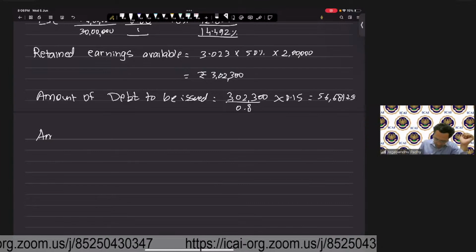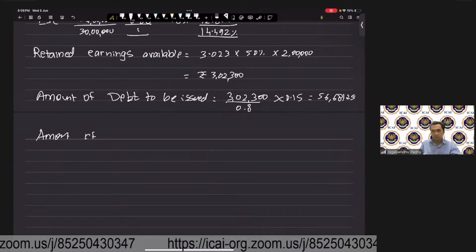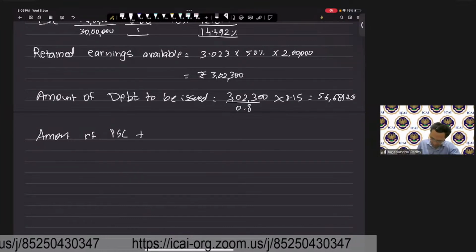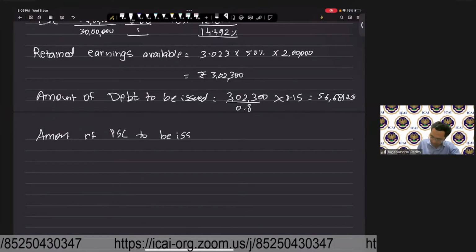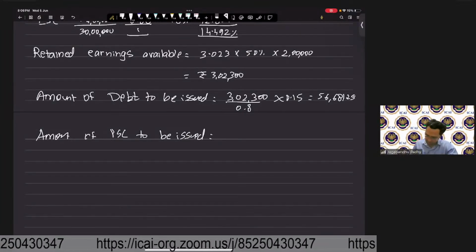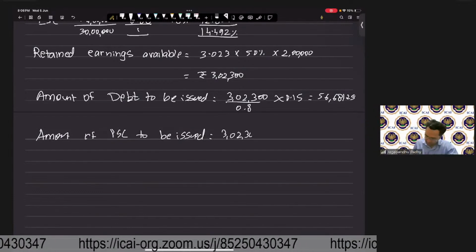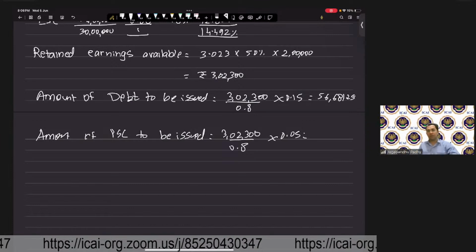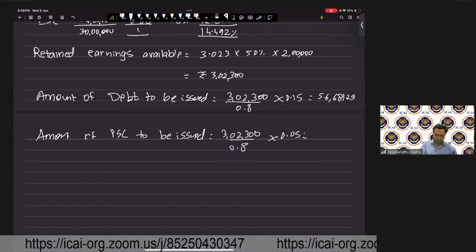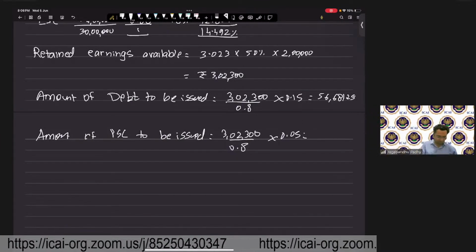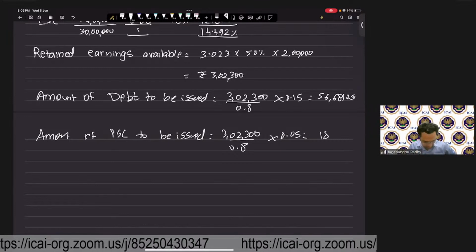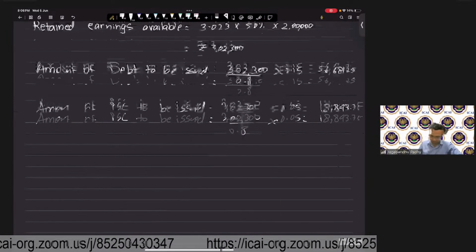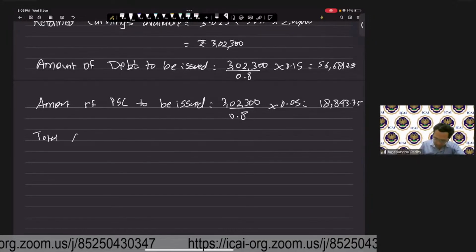And similarly, I need to issue some amount of preference share capital to keep the capital structure constant. The amount of preference share capital to be issued: 3,02,300 is for 80%. So for 5%, how much should I be issuing? That's 18,893.75.